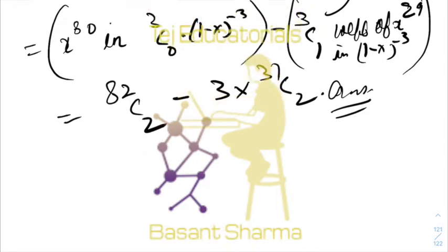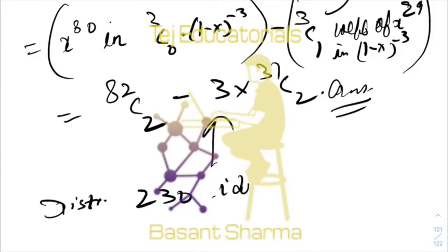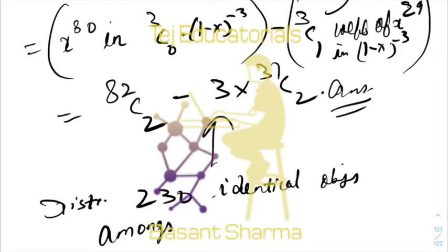Now here's the interesting thing. Looking at this answer, can you think about a different way of solving this question? Essentially what we are doing is we want to distribute 230 identical objects amongst 3 boxes which are P, C and M.